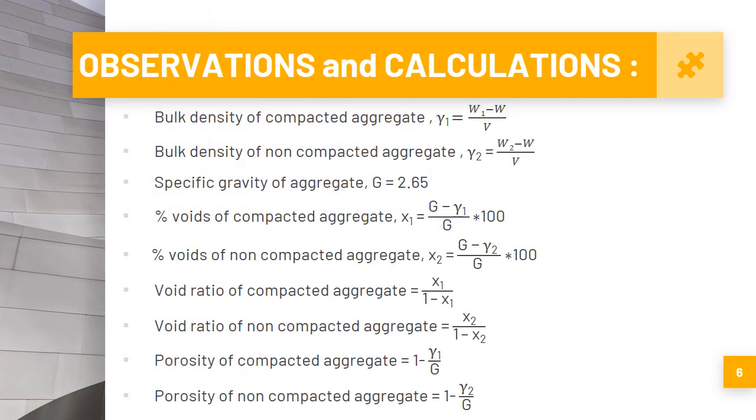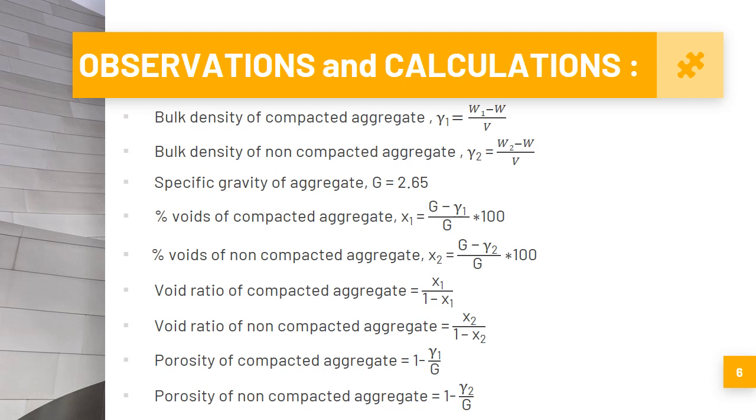Observations and calculations. Firstly, we have to calculate the bulk density of the compacted and the non-compacted aggregate. Bulk density of compacted aggregate is given by gamma 1, which is equal to (W1 minus W) by V. Here W1 is the weight of the cylinder and the aggregate. W and V are the weight and the volume of the cylindrical container respectively.